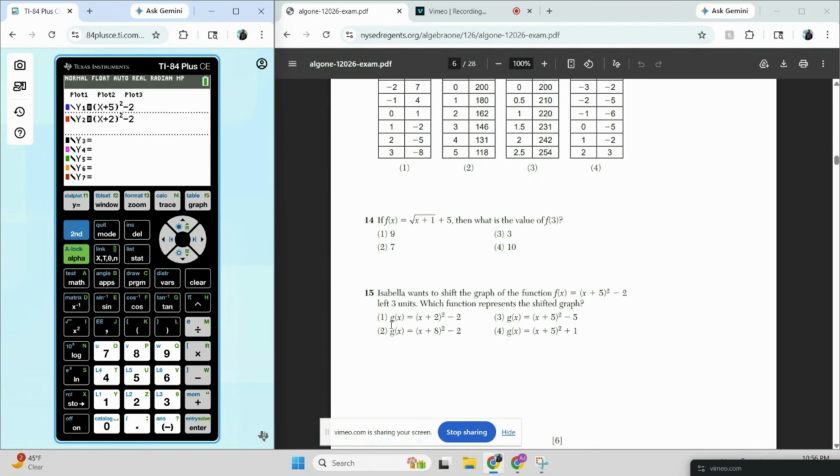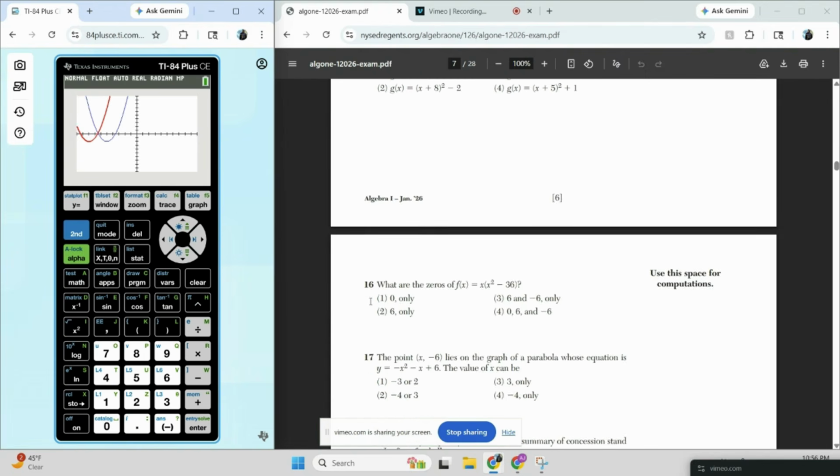Let's try again. My second one, x plus 8 squared minus 2. Oh, 100%. My blue graph moved left to my red graph. Answer choice 2. 15 questions, 8 on the calculator.